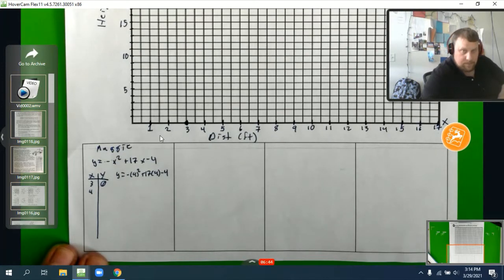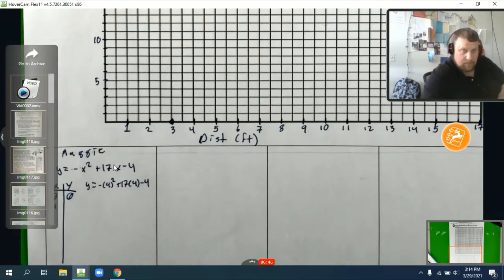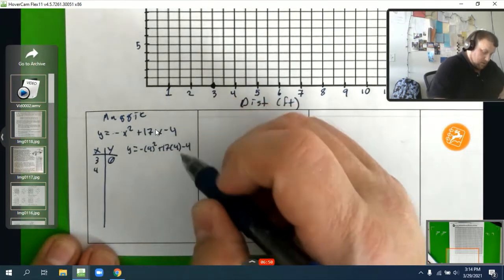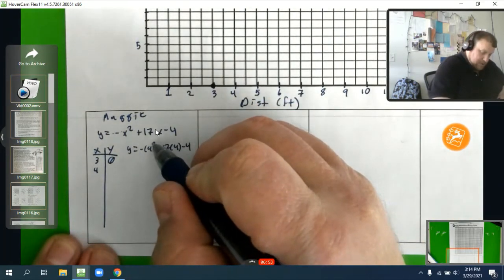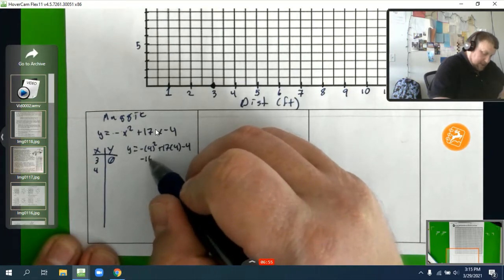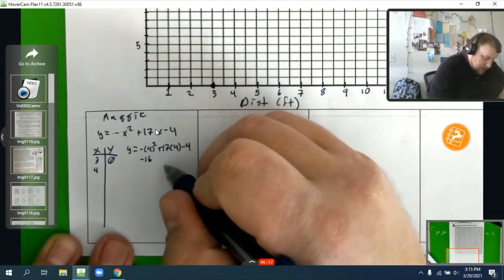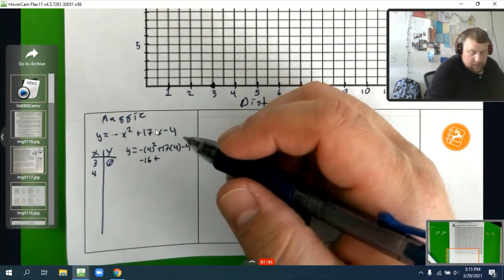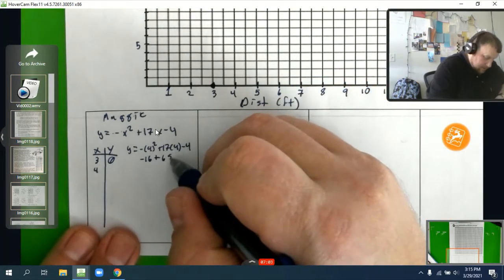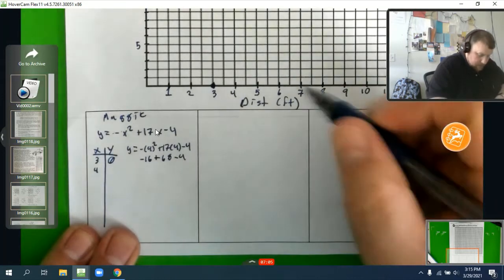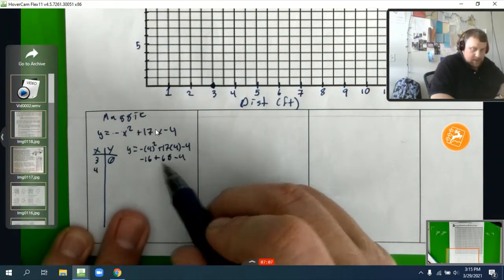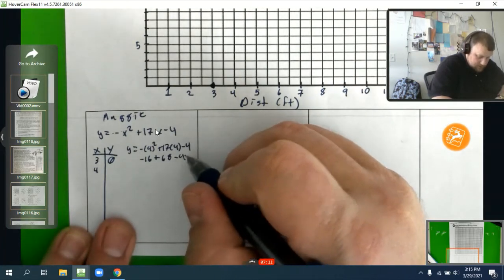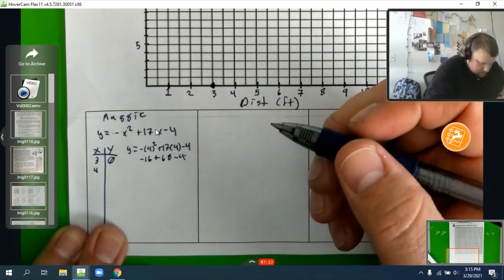So, what am I going to have here? Well, 4 squared is 16, and that's going to make it a negative 16 because the negative's on the outside, right? Plus, what's 17 times 4? Well, that's 40 and 28, 68, minus 4. So I have minus 16, minus 4, that's minus 20. What's 68 minus 20?